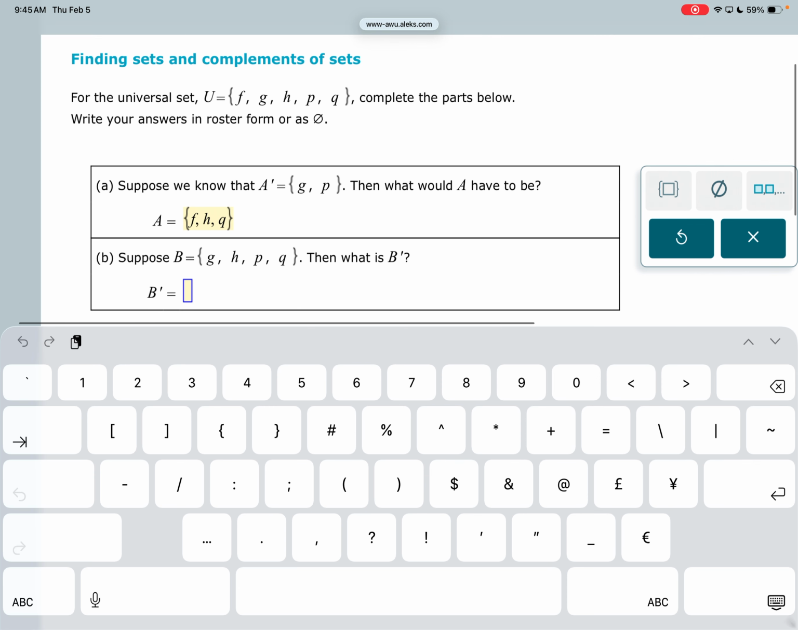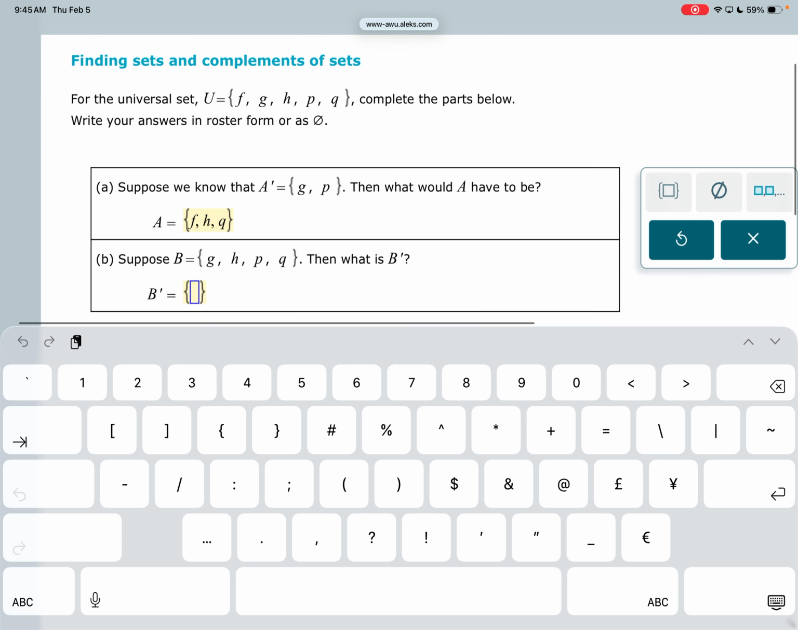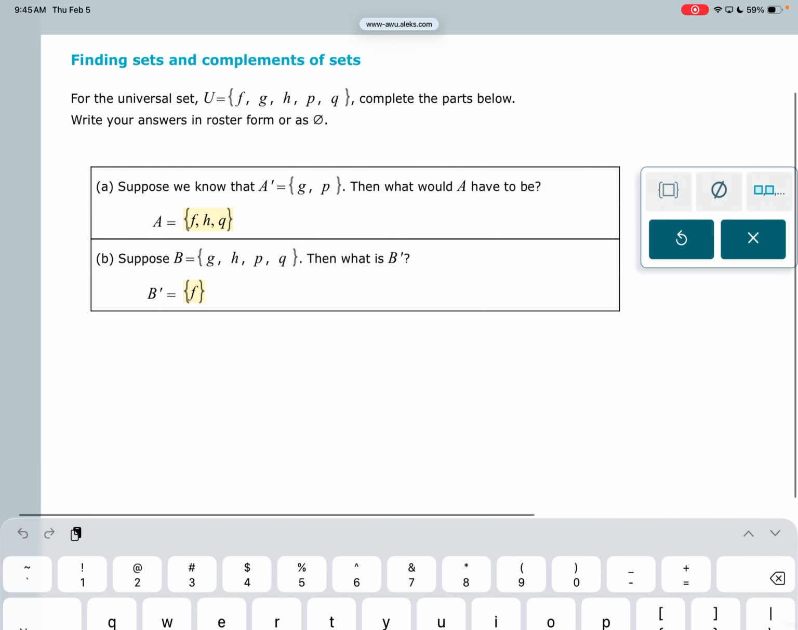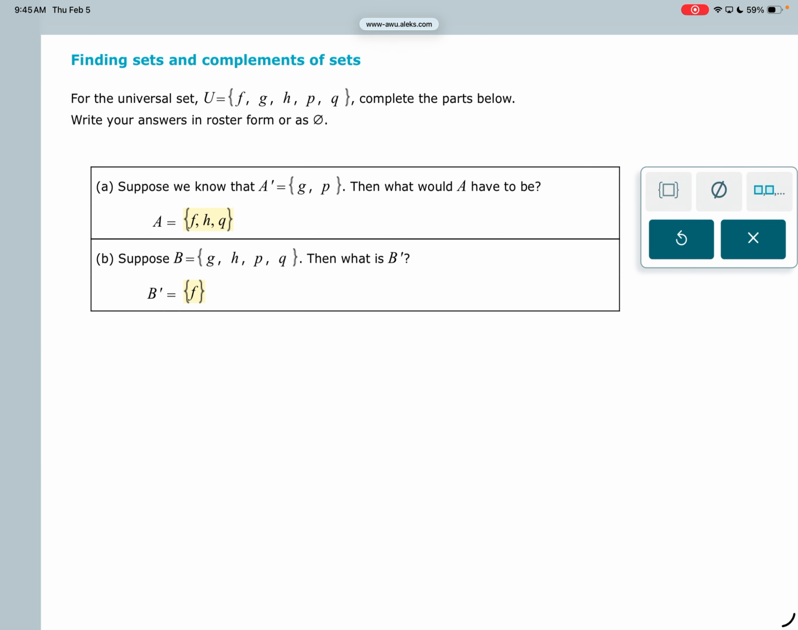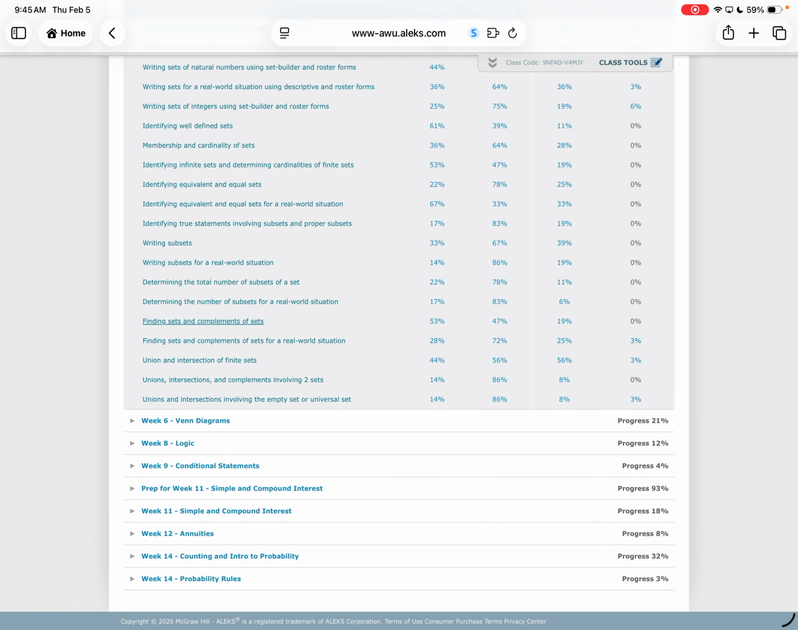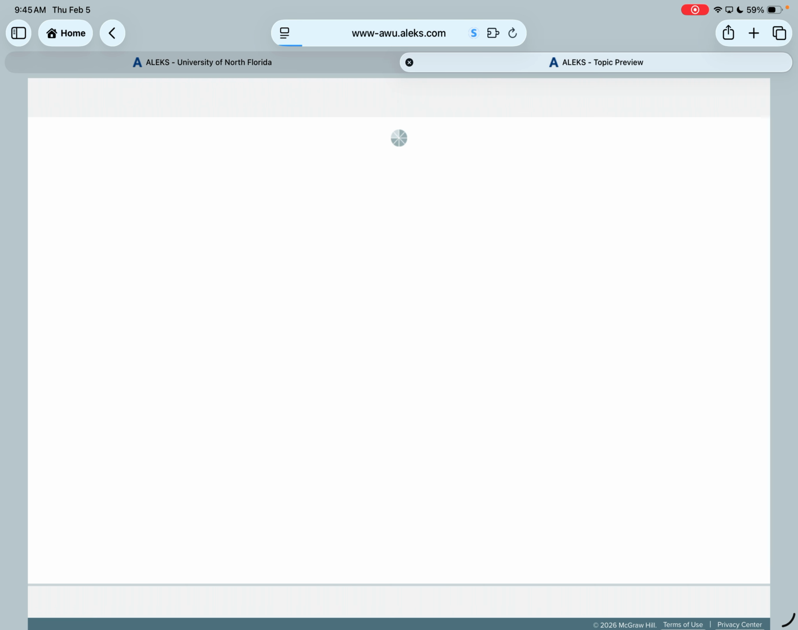If B is GHPQ, then B naught would be F. F's the only thing that's not in there, okay? So the whole universal should be covered by A and A naught, or B and B naught, whatever. So when you see that apostrophe, that is what that means. It's the naught, okay? It's called the complement, but it means the naught. What's not in there?